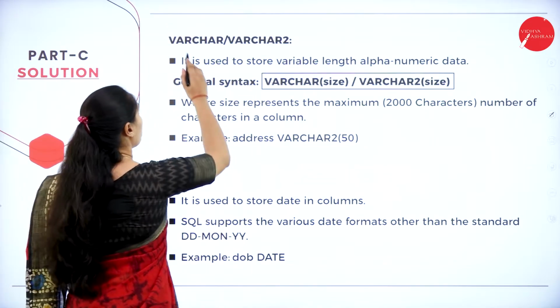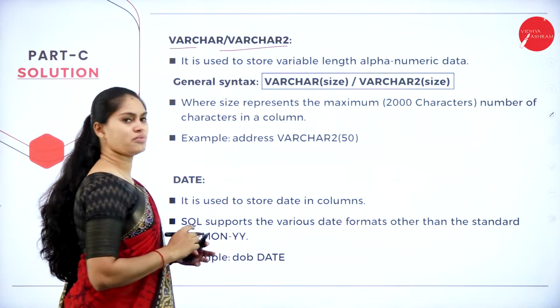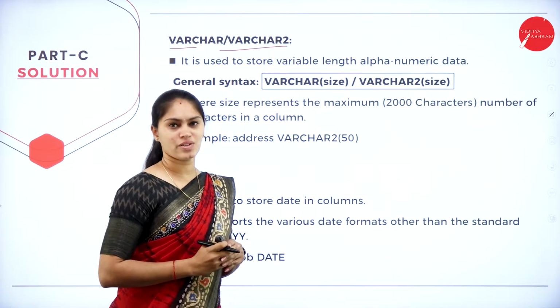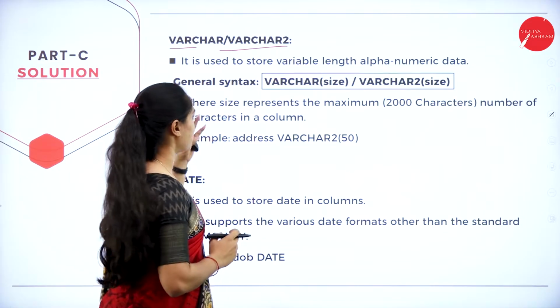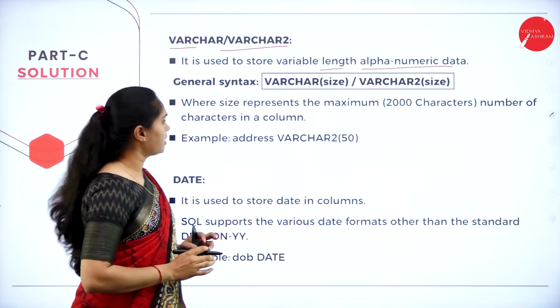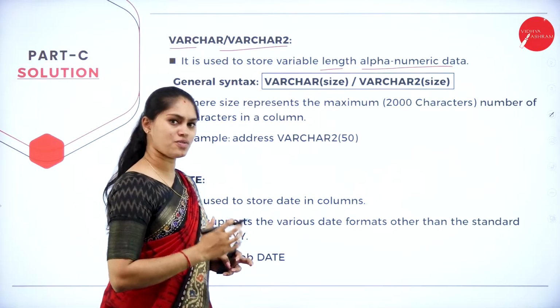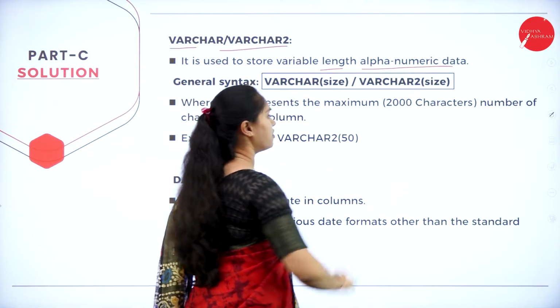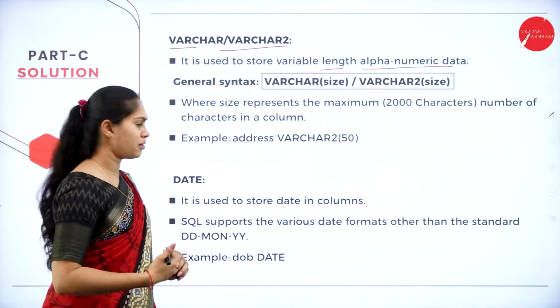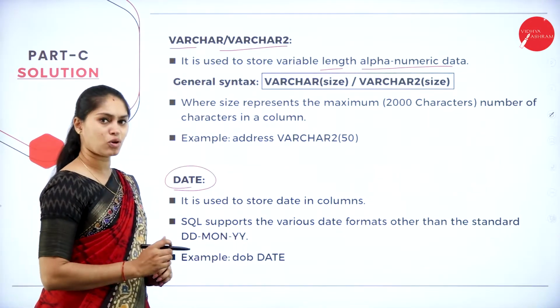Next we have varchar or varchar2. When I want to have both numbers and alphabets together, then I have to use a data type called varchar. This varchar stores variable length alphanumeric data. Here also we are going to use varchar of size or varchar2 of size. So this will be the syntax along with an example.